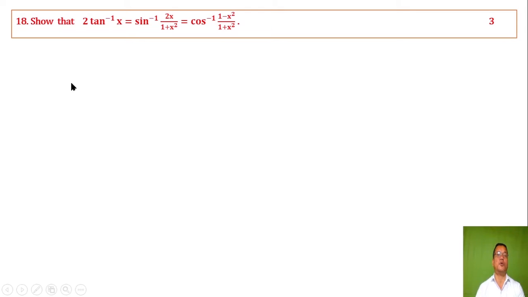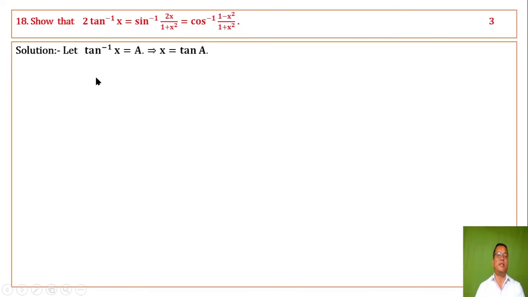Question number 18. Show that 2 times tan inverse x is equal to sine inverse of 2x by 1 plus x square, which is equal to cos inverse of 1 minus x square by 1 plus x square. 3 marks. Let tan inverse x equal to a. Then x equal to tan a.